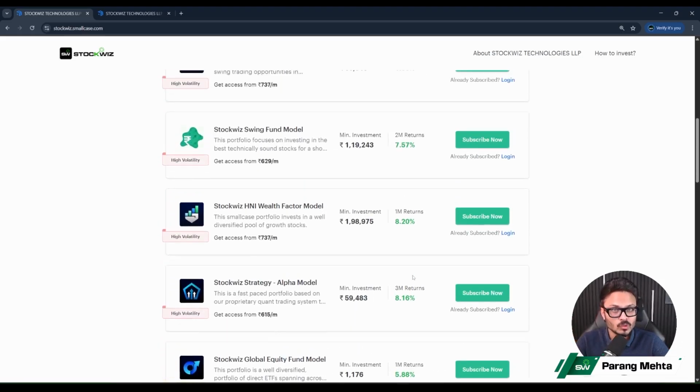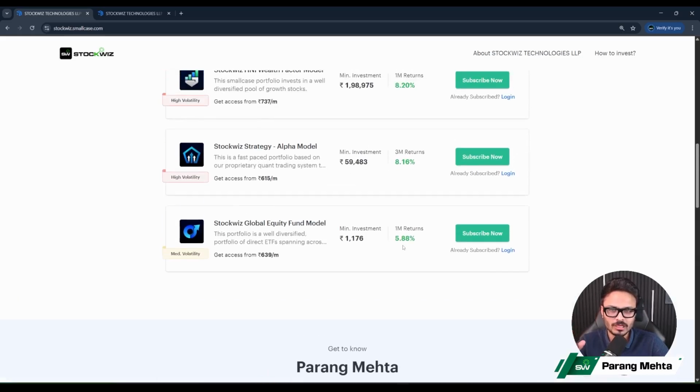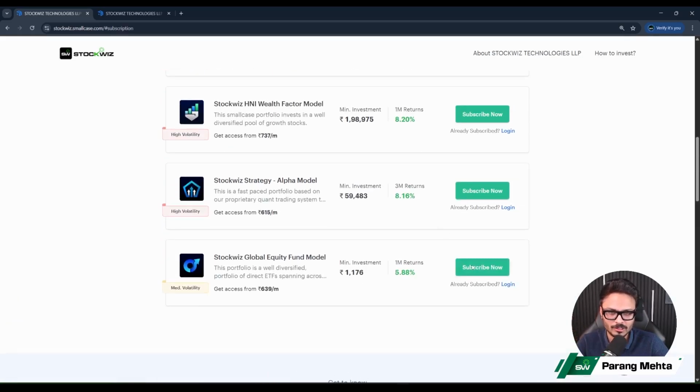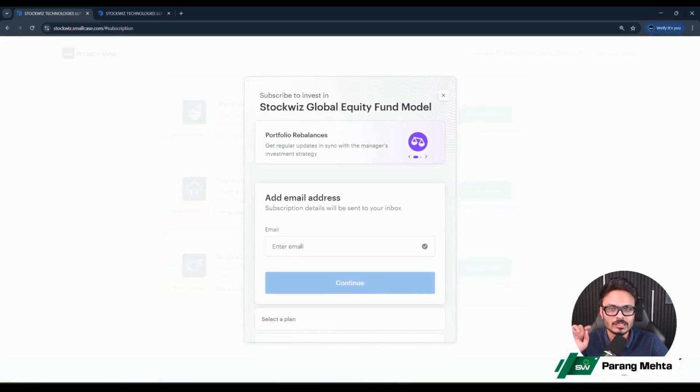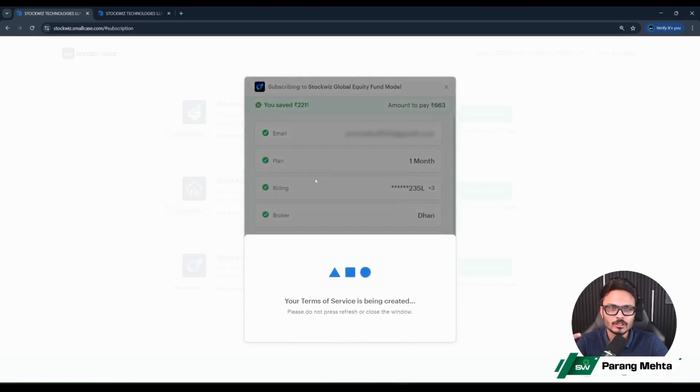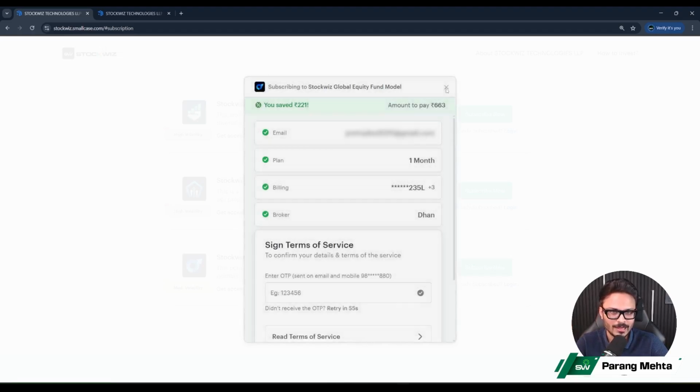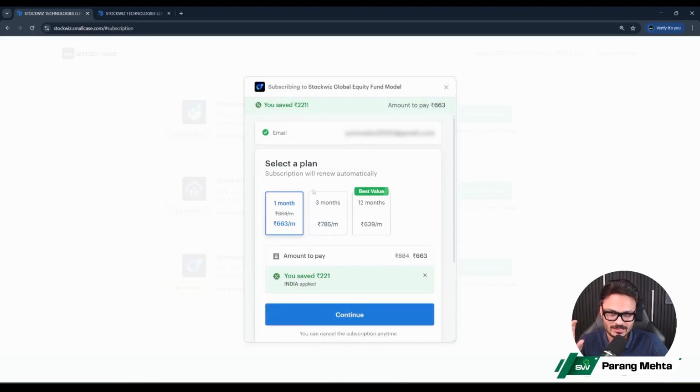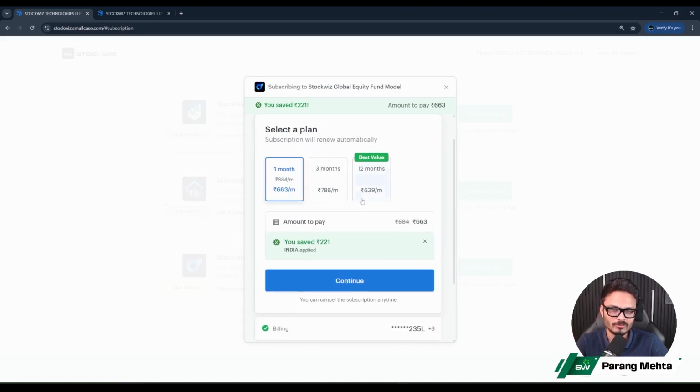Now, if you want to subscribe to a smallcase, what exactly are you supposed to do? Let's assume that you want to subscribe to this particular smallcase. You're going to click on subscribe now. You're going to enter your email address. Once your email address is entered, you are basically going to select which kind of plan you want to buy. So you can decide 1 month, 3 month, 12 month, whichever plan you feel like.